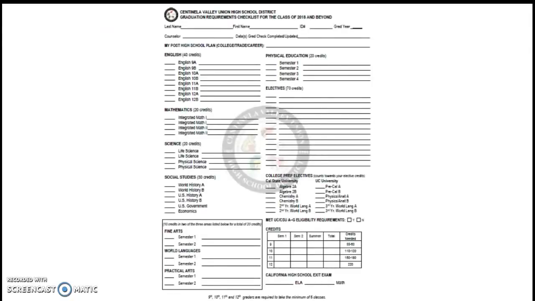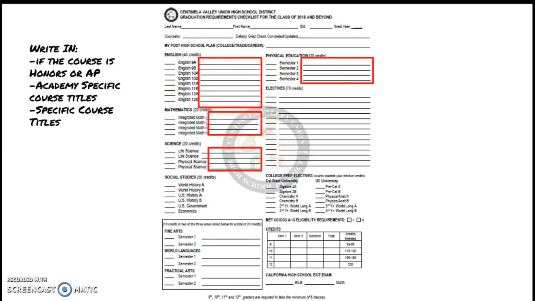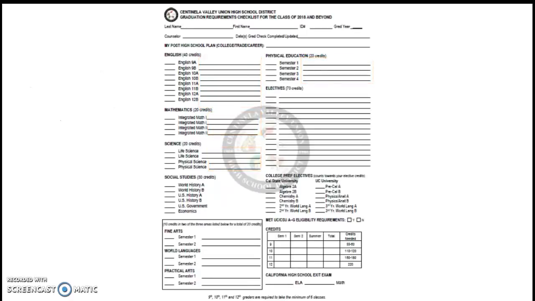So what's on the grad check? On the grad check, you want to make sure that you fill in your name, ID, graduating year, counselor, and your post-high school plan. We're also going to be filling in the total number of credits that you received. You will also be writing in any specific course information, like if your course was an honors or AP class, or if it had a specific academy title, or any specific title in general.